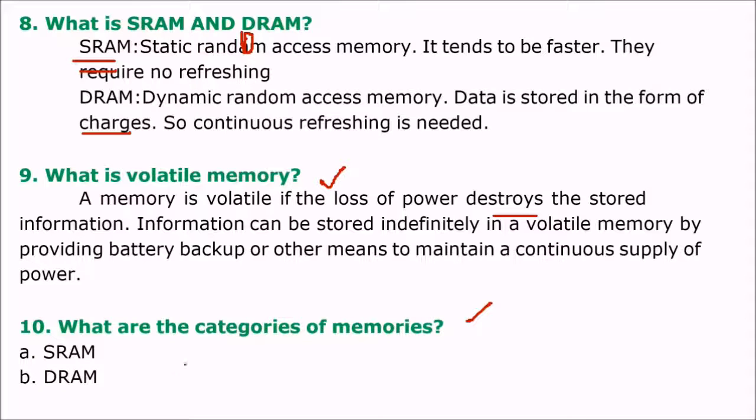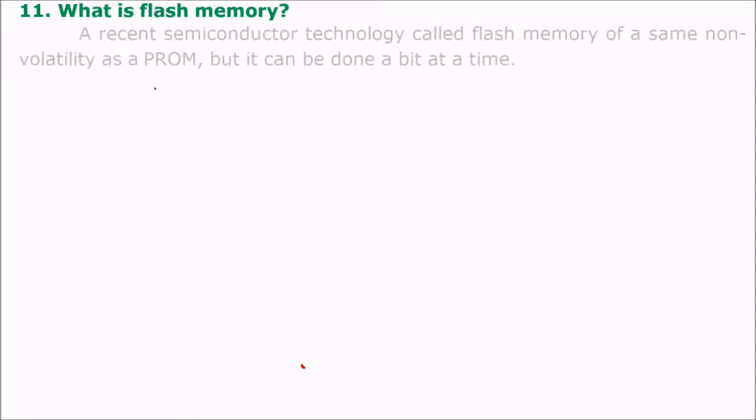You have SRAM, you have DRAM. These are the categories of memory: static RAM and dynamic RAM. What is a flash memory? You will find it in your pen drive, etc.